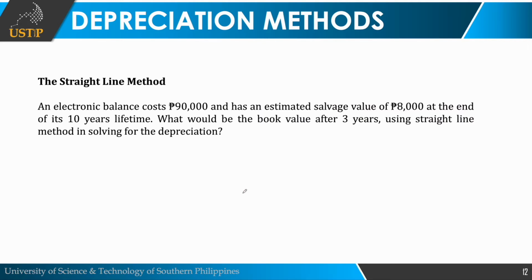Okay, let's have an example. An electronic balance costs 90,000 pesos and has an estimated salvage value of 8,000 at the end of its 10 years lifetime. What would be the book value after 3 years, using straight line method in solving for the depreciation?